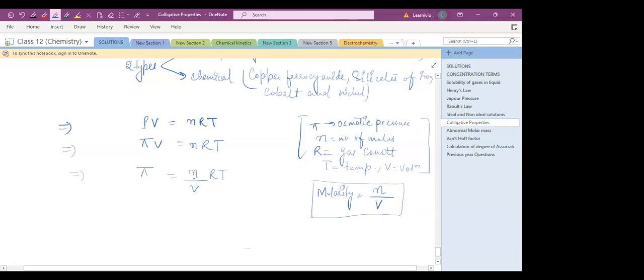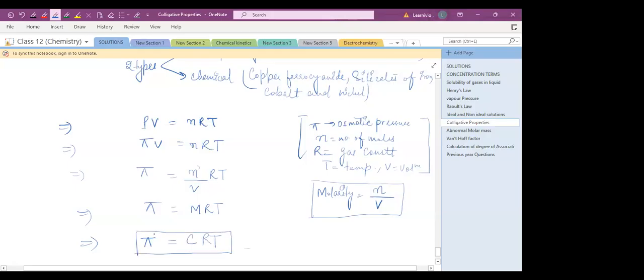So can we substitute it here? Yes. So we can write pi is equal to MRT, molarity into R into T. So from here, what is molarity? Molarity is the concentration, a way of finding concentration. So we can just write C instead of M, C into RT. So pi is equal to CRT.